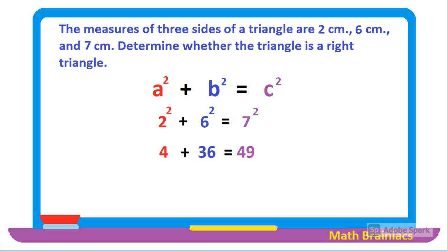2 square is equal to 4. 6 square is equal to 36, and 7 square is equal to 49. Accordingly, it will give us 4 plus 36 is equal to 49. But 4 plus 36 is equal to 40, therefore it is not equal to 49. Correspondingly, the triangle is not a right triangle.